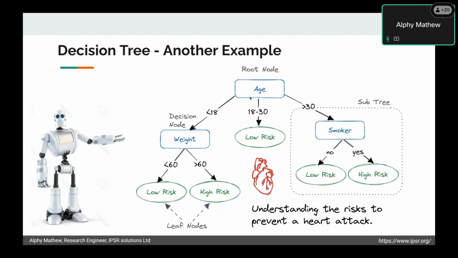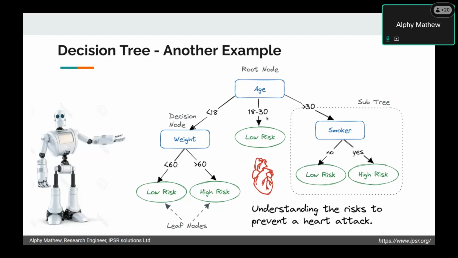Here, if the age is less than 18, this tree will check the weight of the person. So weight is another decision node, or internal node, because another decision is made here. If weight is less than 60, then the model predicts he or she has a low risk of heart attack. If the weight is greater than 60, then the model predicts he or she is at high risk of heart attack.